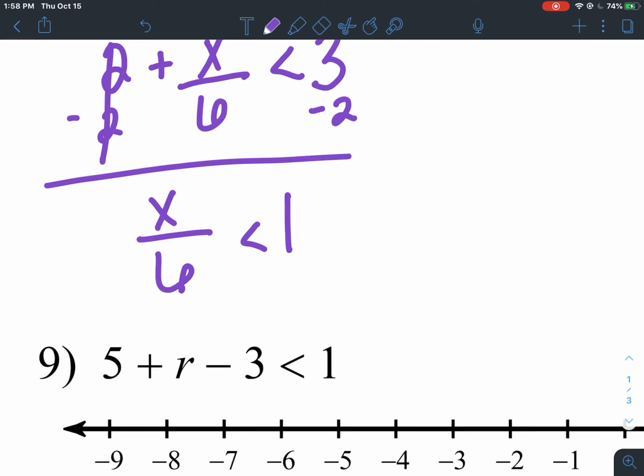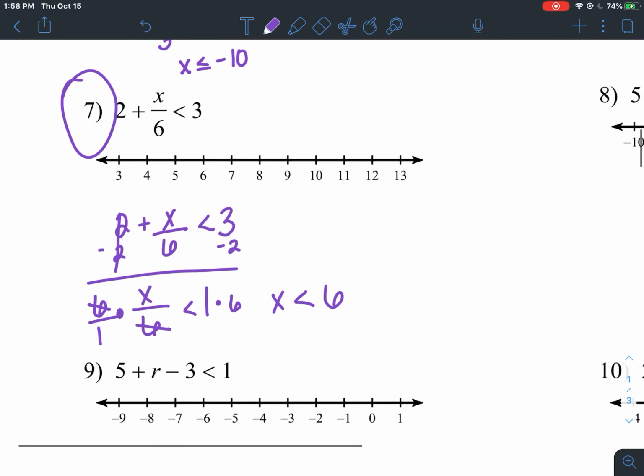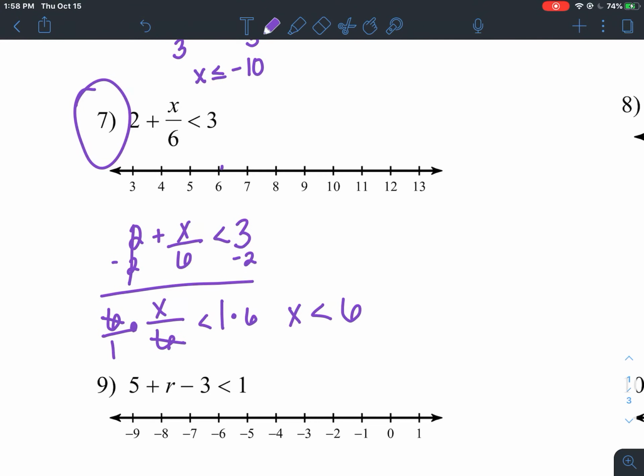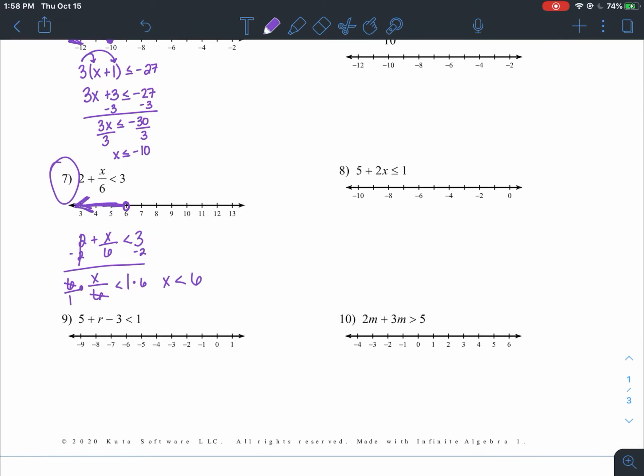So how do I get rid of division? I'm going to multiply by 6, because with 6 over 1, these 6's will cancel out and I'll just be left with x. So x is less than, I need to multiply both sides by 6, so 1 times 6 is 6. So x is less than 6, open circle, and all the numbers less than 6 get shaded in, and I draw my arrow in. Okay, and that is the last one I'm going to do. I think you guys can all handle the rest of these problems on your own.